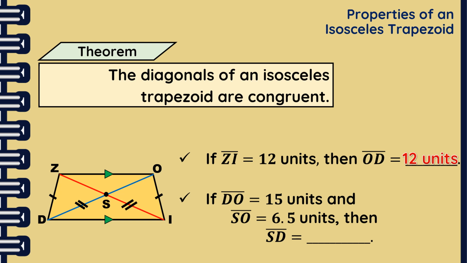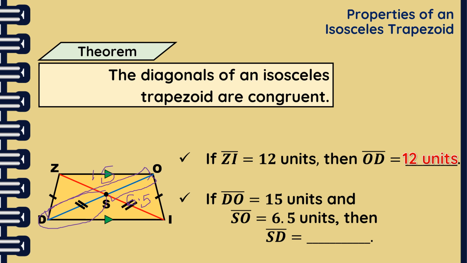We have the second example. If segment DO is 15 units, as you can see, segment DO is the whole diagonal. We have 15 units long. And segment SO is 6.5 units long. Your segment SO is 6.5 units, and that is a portion of the whole diagonal. And we are asked now to find the length of the other portion of the whole diagonal.